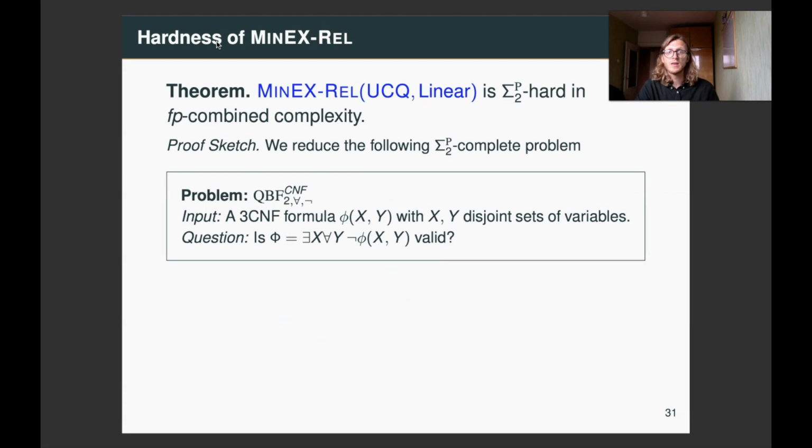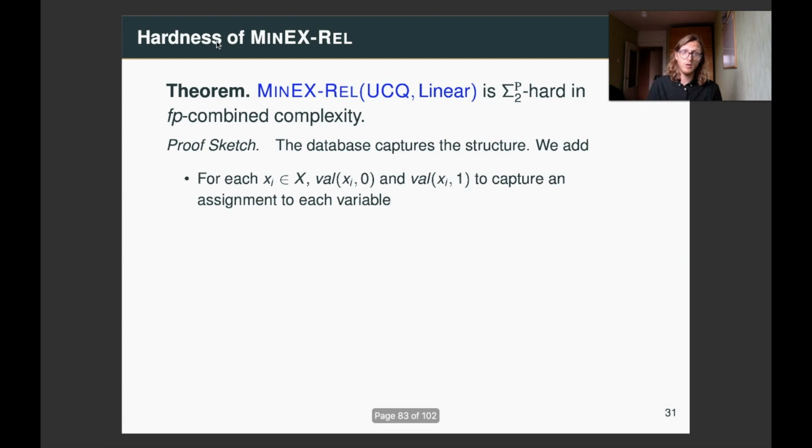Now hardness. For hardness, we reduce the following Sigma P2 complete problem, a variant of the satisfiability problem. That is, given a 3CNF formula with two disjoint sets of variables, we are asking: does there exist x such that for all y, not phi(x,y) is valid? So first of all existential and then universal quantification, and not phi. And now, how do we express this problem in our framework?